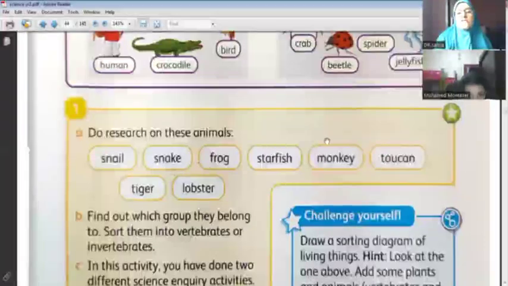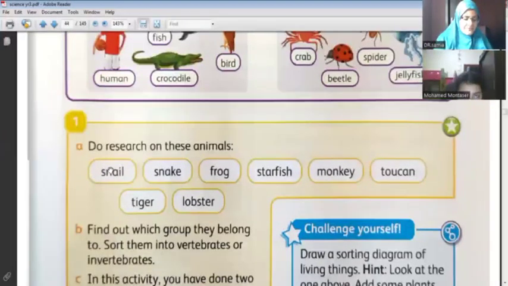Can you classify these animals into vertebrates and invertebrates? Snail. Invertebrate. Snake. Vertebrate. Frog. Vertebrate. Starfish. Invertebrate. Monkey. Vertebrate. Toucan. Toucan is a bird, so vertebrate. Tiger. Vertebrate. Lobster.